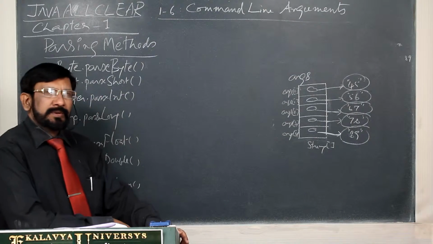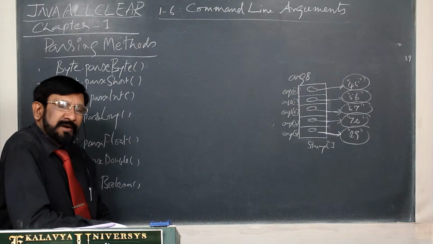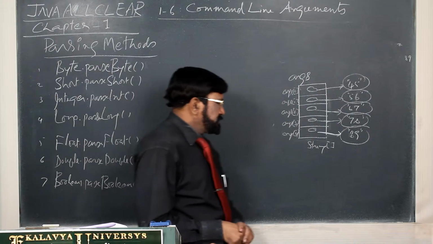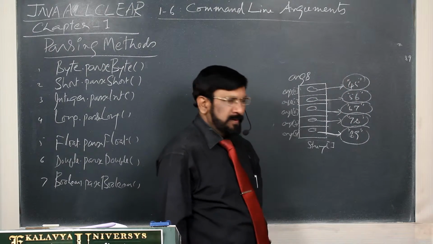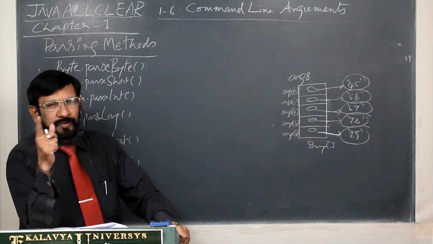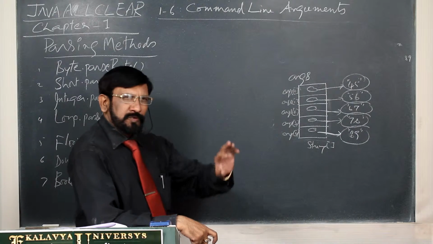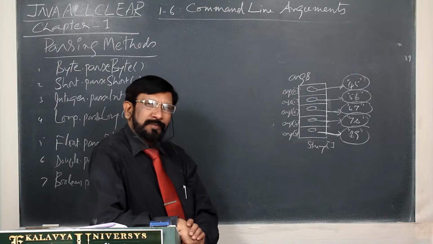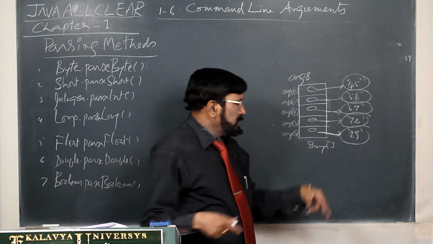Now, in this context, I have to explain the functionality of parsing methods. Why parsing? Whatever primitive values you have given at the command line, those are converted as strings. Those are wrapped as strings. In this program, we just display. For displaying it, there is no problem at all. The problem comes when you have to perform any operations, because these are all wrapped.